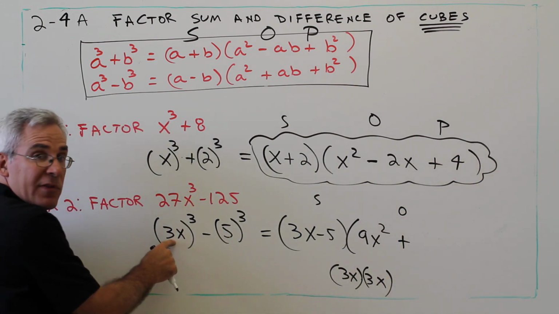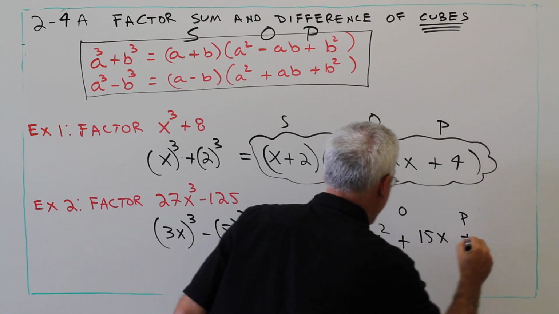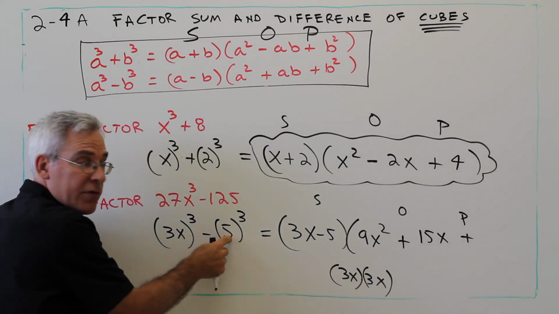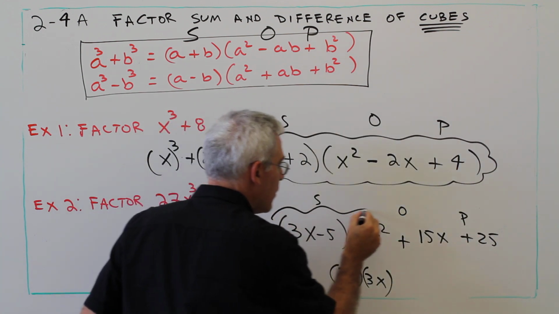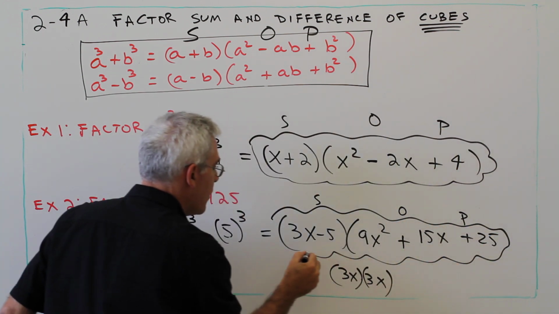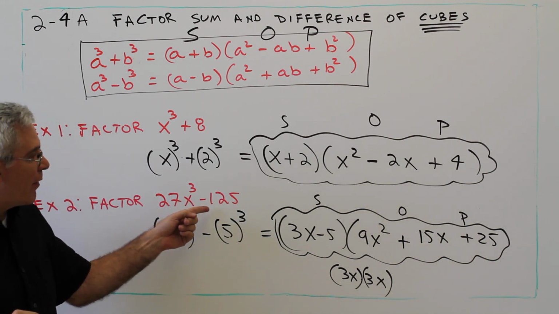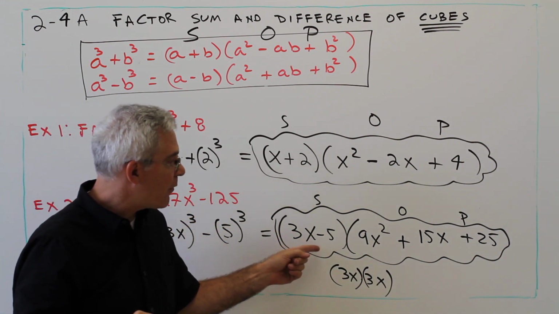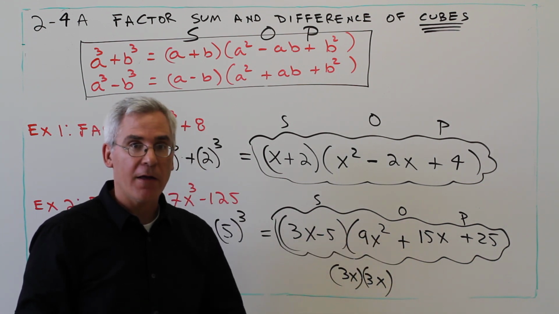This thing times this thing, 15x. And then positive sign, this thing squared, 25. So the factorization of 27x cubed minus 125 is 3x minus 5 times 9x squared plus 15x plus 25.